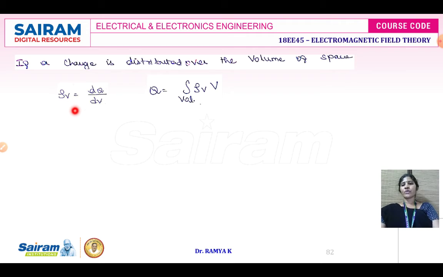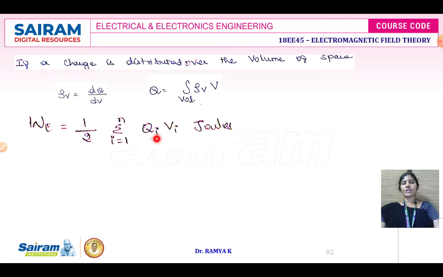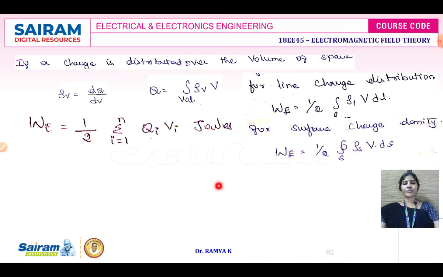So we are going to focus on delta V, volume charge density rho V is equal to Q divided by V. When you are assuming a differential volume, the charge distribution is also going to be differential. Therefore, Q is equal to integral over the volume of space rho V into dV. Substituting this in the equation, you will get the answer as integral over the volume rho V dot V.